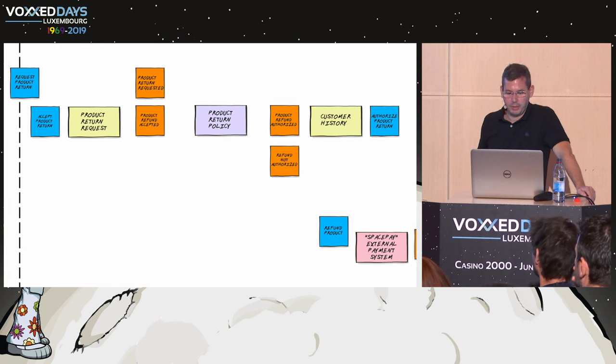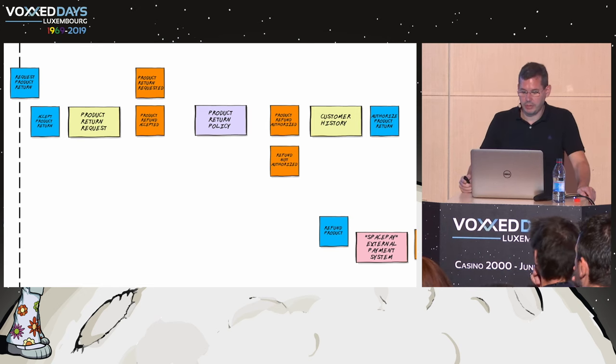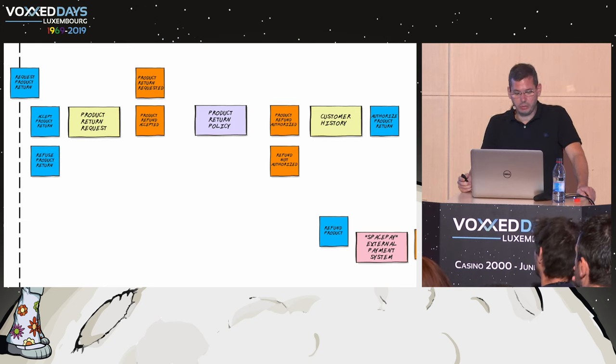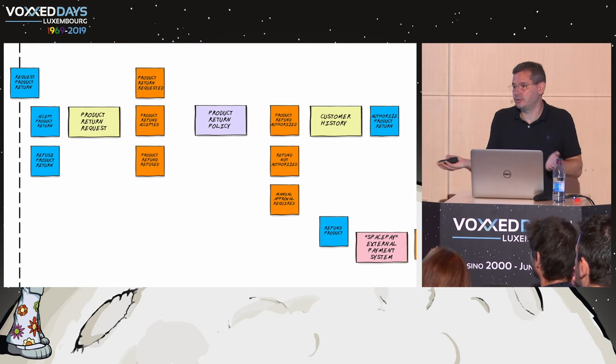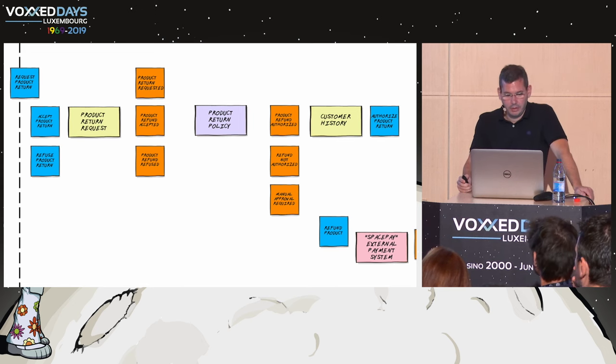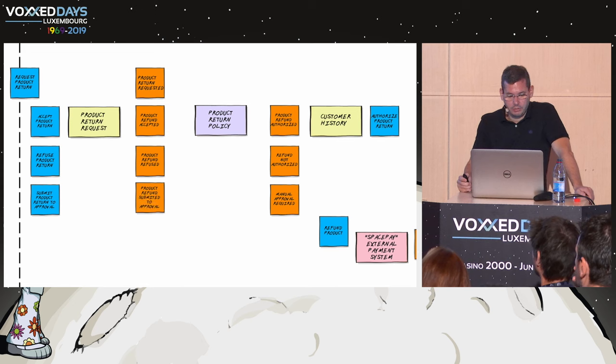But then you can have the path where the refund is not authorized. So the policy will send a command saying, okay, refuse product return. The aggregate will say, product refund was refused. And basically, if it's refused, nothing else happens. And then you have the case where manual approval is required. So the policy will send a command saying, okay, submit product return to approval. The aggregate will generate an event that is product refund submitted to approval.